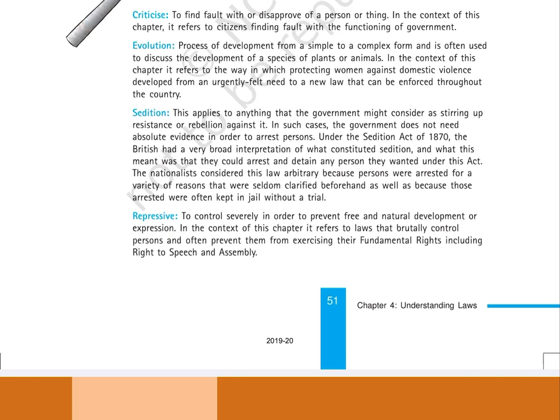Repressive. To control severely in order to prevent free and natural development or expression. In the context of this chapter, it refers to laws that brutally control persons and often prevent them from exercising their fundamental rights, including the right to speech and assembly.